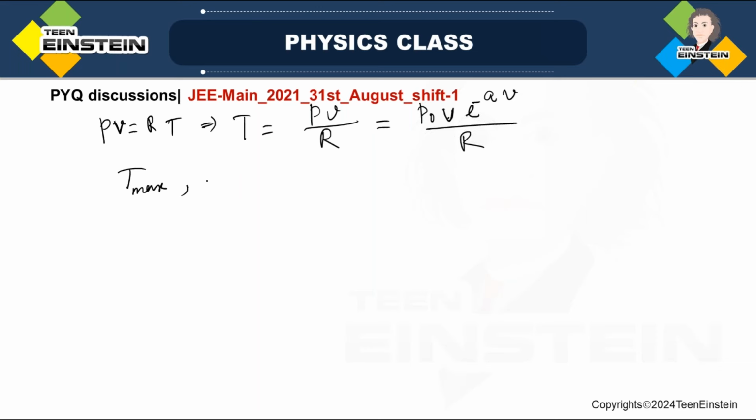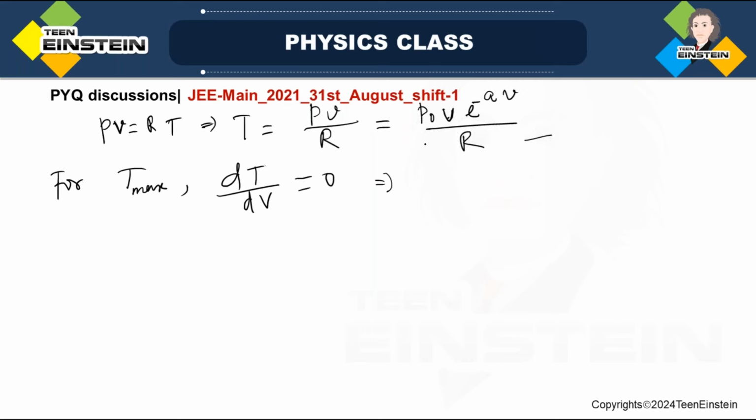So for T max, I can write dT by dV equal to 0. Now I have to find out the value of A for which I am actually going to get maximum temperature. What is the value of this A when I'm getting maximum temperature? So let us put this dT by dV is equal to 0. So this expression we know.